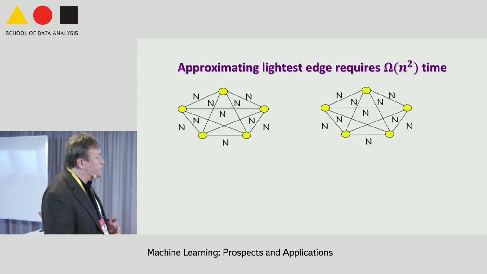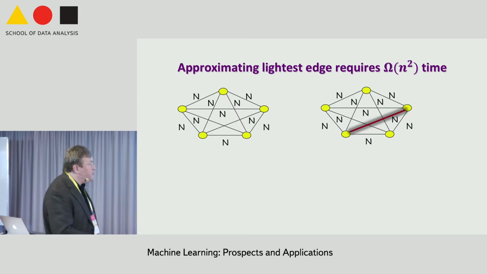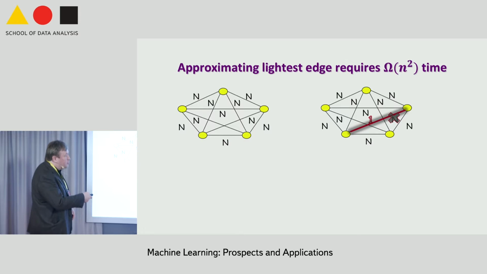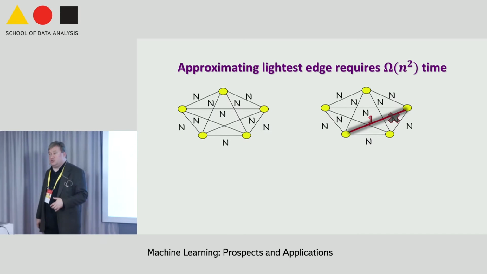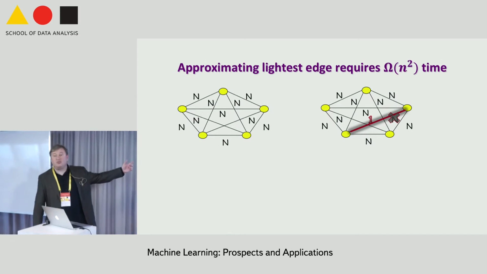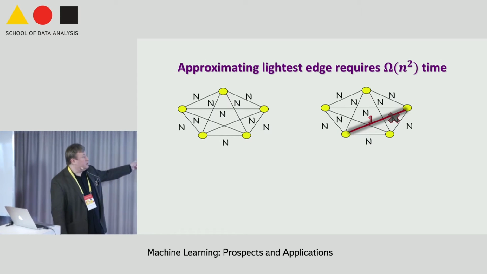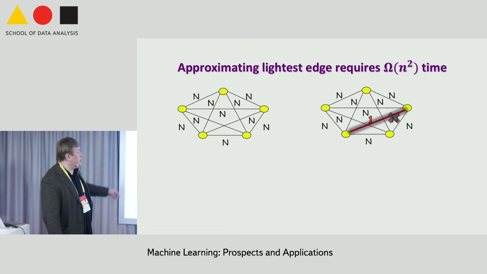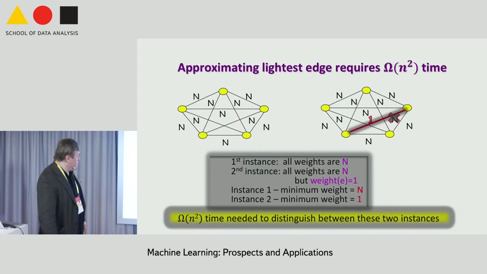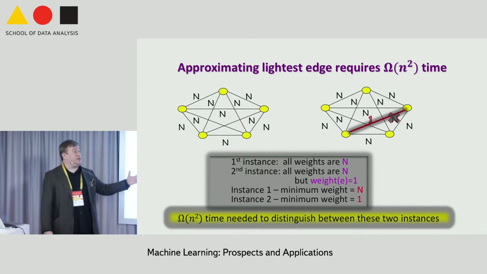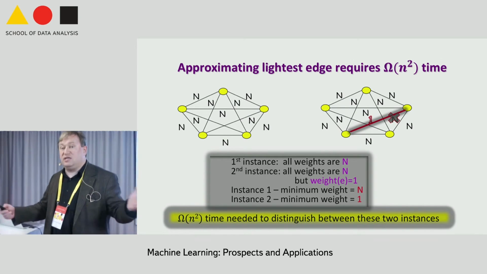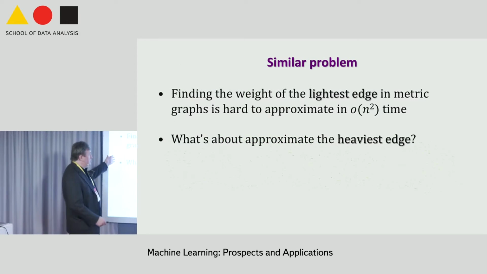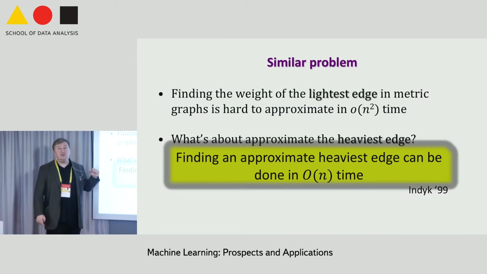And here is an example. Suppose that we have 2 inputs that differ just by 1 edge. So here we have weights n on a complete graph, and here we put 1 on 1 randomly chosen edge. This graph is metric, satisfies the triangle inequality, and distinguishing between these 2 requires n squared time. But suppose now we want to study the heaviest edge, and then the surprising result comes. It's easy. We can do it in linear time.